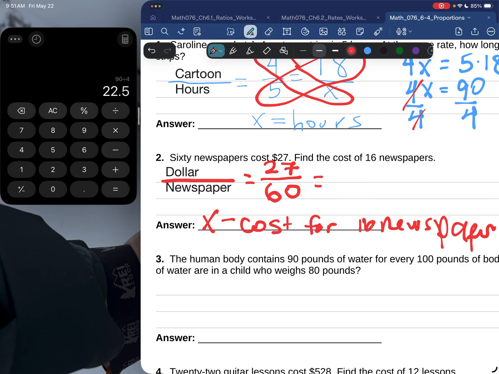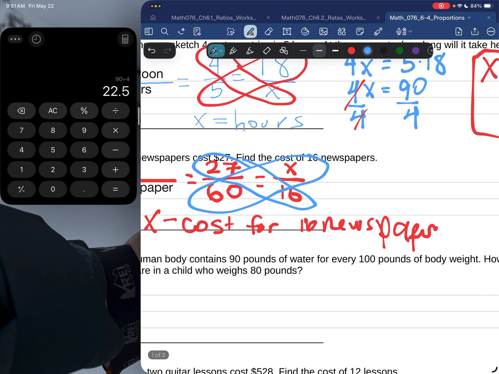I've got to double check and slow down and read that question. It says find the cost. So X is going to be dollars, and it's going to be in the numerator. And 16 newspapers is going to be in my denominator. Now I'm going to cross multiply. Makes you feel very smart. Makes you feel like you got a superpower, a mathematical superpower.